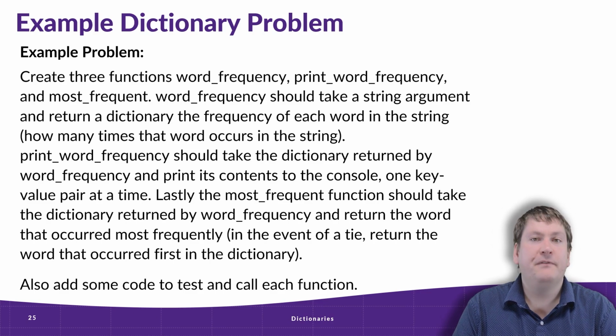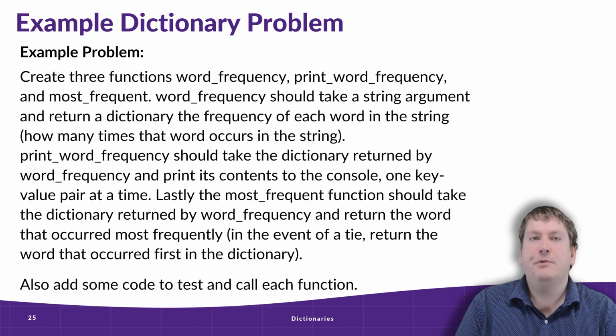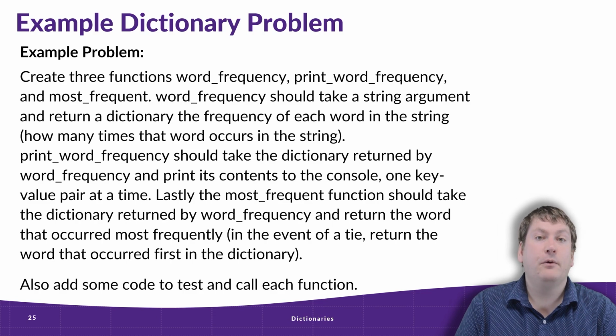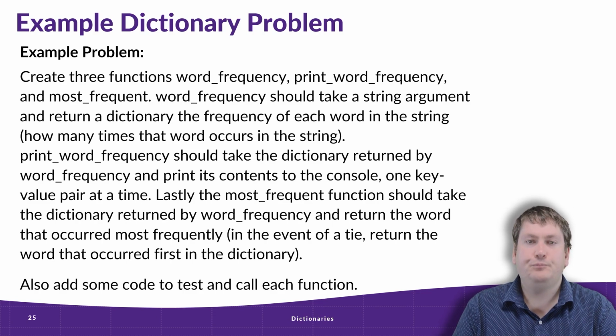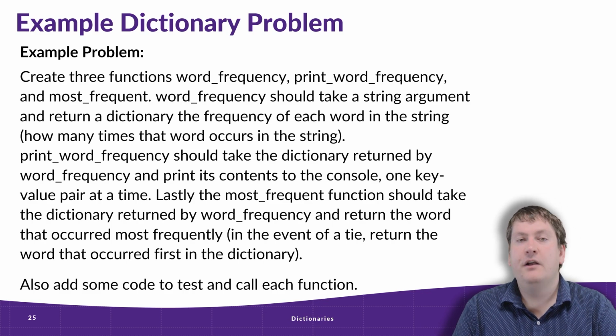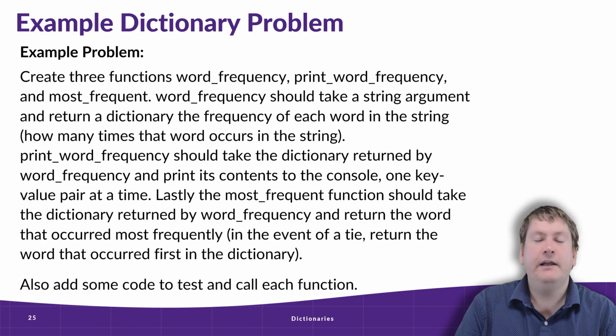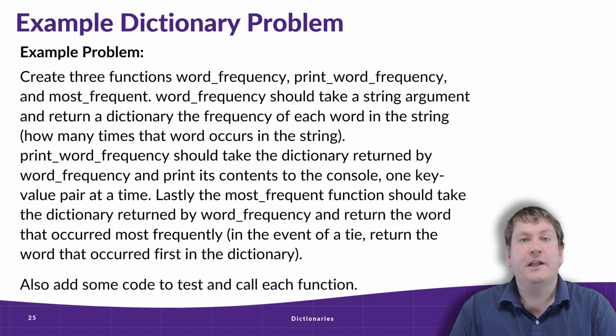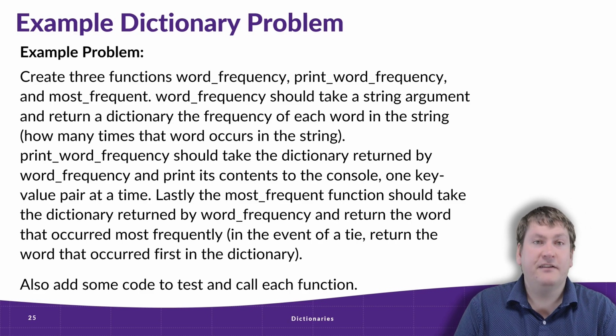The word frequency function should take a string argument and return a dictionary, which is going to contain the frequency of each word in the string. That's going to be how many times that word occurs in the given string. So if we had the words hello world in our string, we would have two entries in this dictionary. One for hello, which would be the key, and the value would be 1 because it occurred once. We'd also have a key value pair for world, in which case the key would be world, and the value would be 1 because it occurred once in the string.